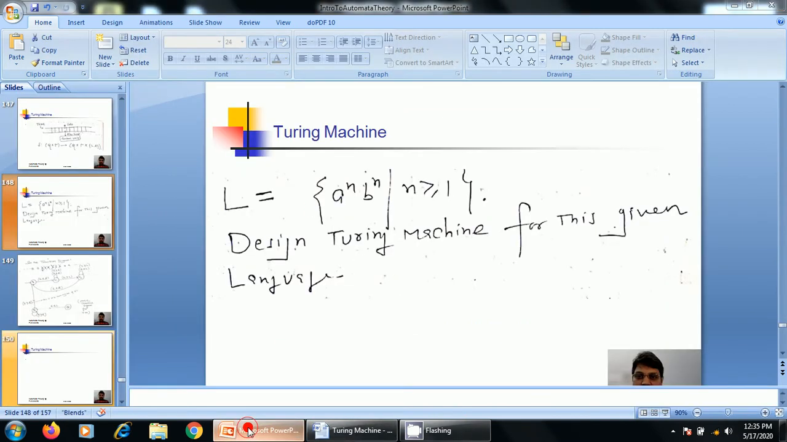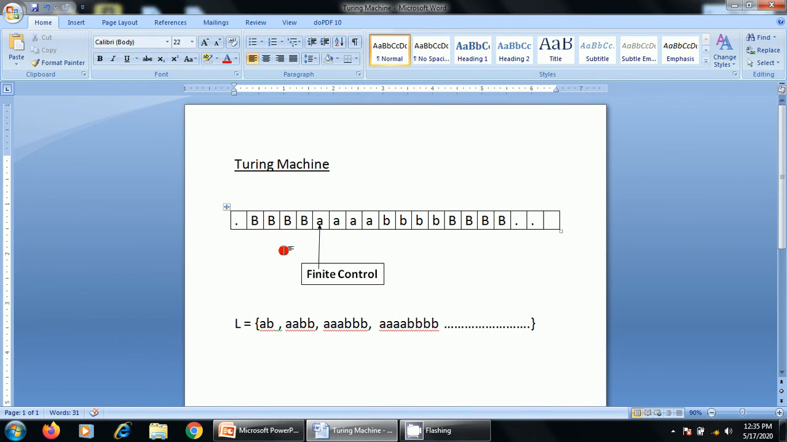Now see, this is the model of a Turing machine. This is a tape. Take any one input: aabb, 3 a's 3 b's, 4 a's 4 b's, any one. I am taking this one, which is a bigger one. 4 a's, then 4 b's.